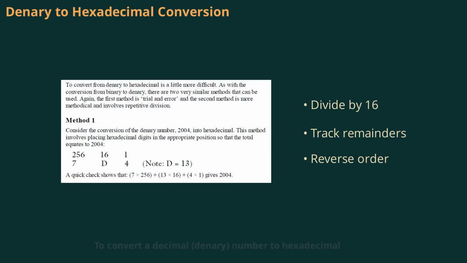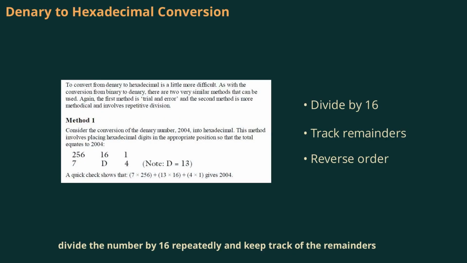To convert a decimal (denary) number to hexadecimal, divide the number by 16 repeatedly and keep track of the remainders. These remainders, read in reverse order, give you the hexadecimal value. This process is similar to decimal to binary conversion and is a key skill for computer science students.